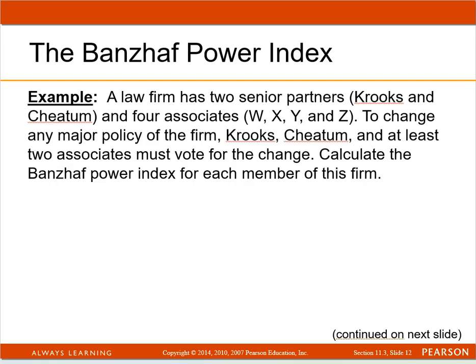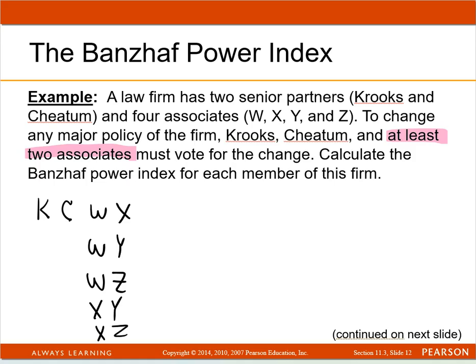To change any major policy of the firm, Crooks and Cheatham and at least two associates must vote for the change. Calculate the Banzhaf power index for each member of this firm. So in my head, I'm like, okay, I know that Crooks and Cheatham, and then either W and X, or W and Y, or W and Z, or X and Y, or X and Z, or Y and Z. And this is the same, K and C, K and C, K and C, K and C, K and C, because K and C have to be in all of them.